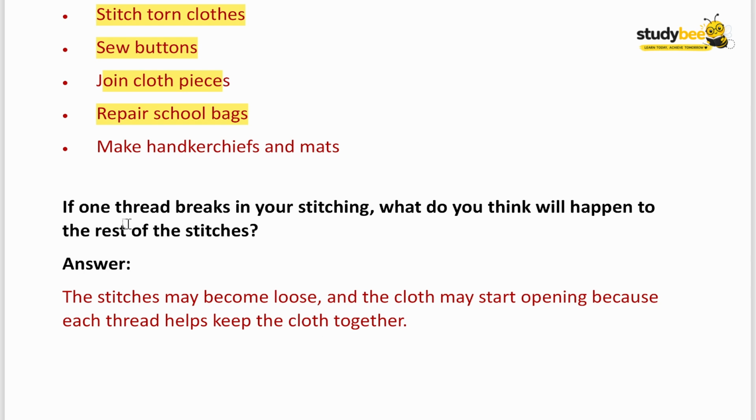Next, if one thread breaks in your stitching, what do you think will happen to the rest of the stitches? So आप देखो कि stitch जब करते हैं it is a continuous line की तरह होता है, right? So अगर suppose करो कि एक जगह से thread कट गया, so what will happen? So the stitches may become loose. So क्या होगा, stitch loose हो जाएगा and the cloth may start opening.